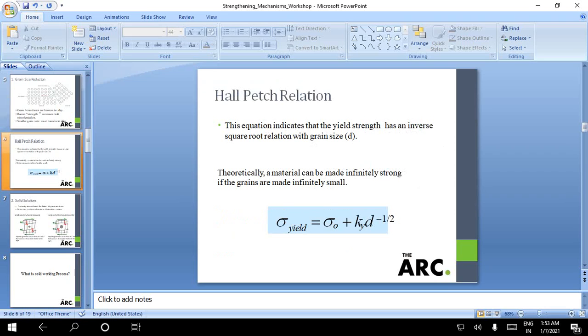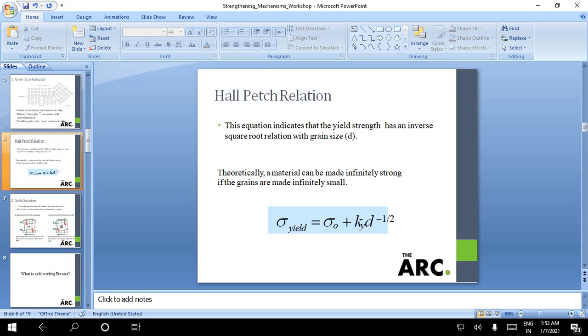So this is the formula to calculate the yield strength. Okay, so the yield strength in this equation, we are going to calculate by using this formula. This equation indicates that the yield strength has an inverse square root relation with the grain size. Okay, so if you see here, the D indicates the grain size. The yield strength has an inverse square root relation with this grain size.